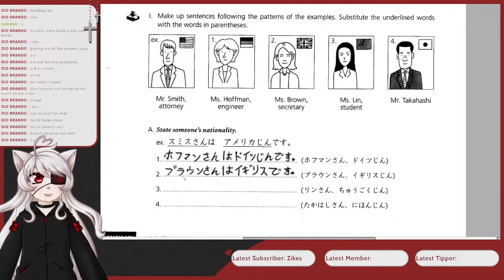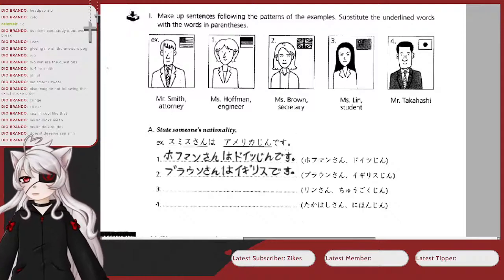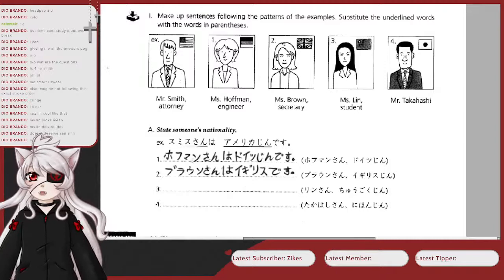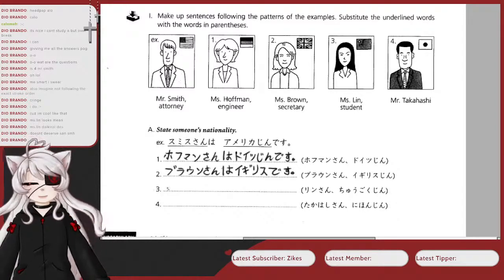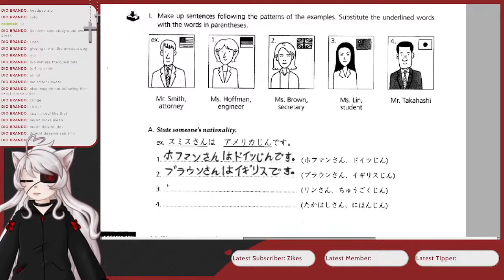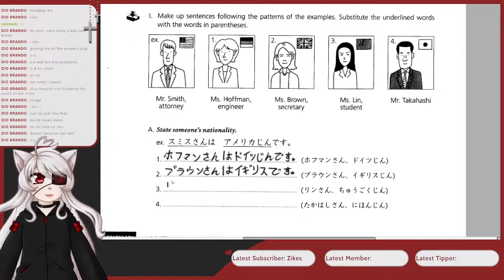And it says, Brown-san wa Igirisujin desu. So Mrs. Brown is a secretary for, well, we're not caring about jobs right now. We're just caring about where they're from. The next person is apparently Para's rival now. Rin-san.